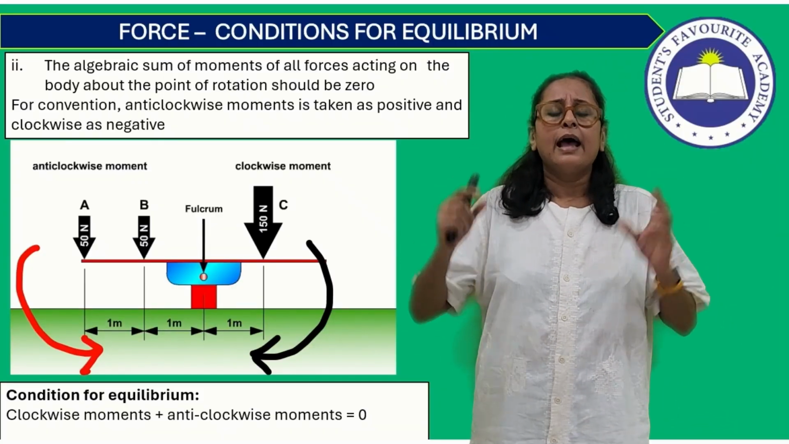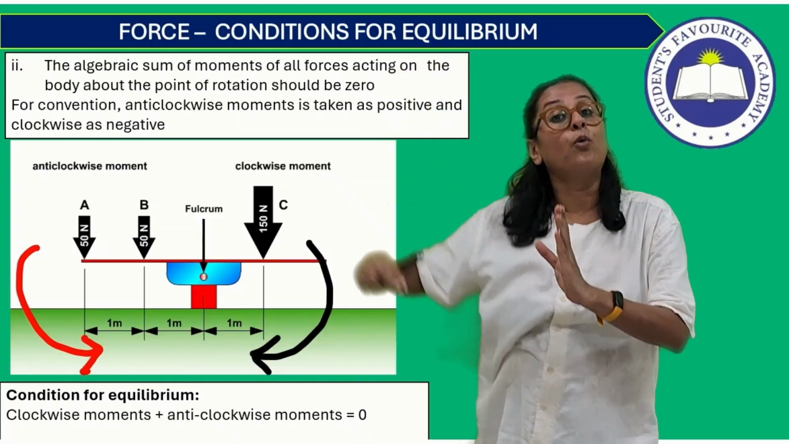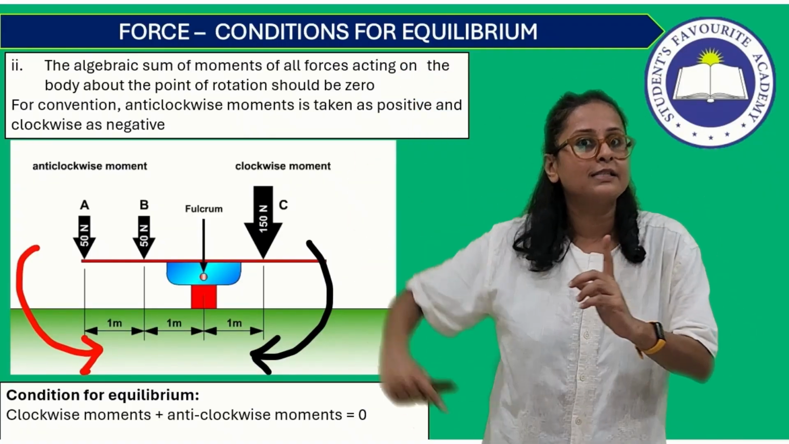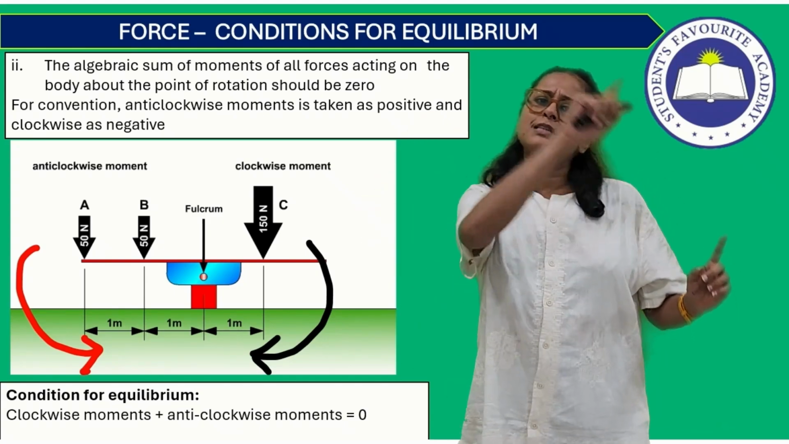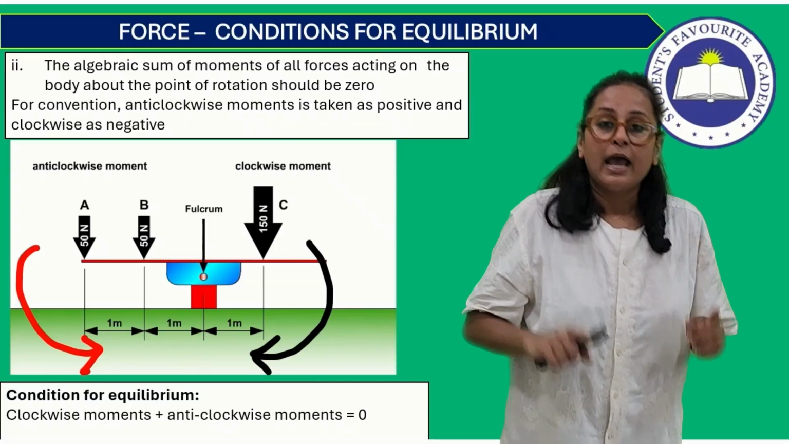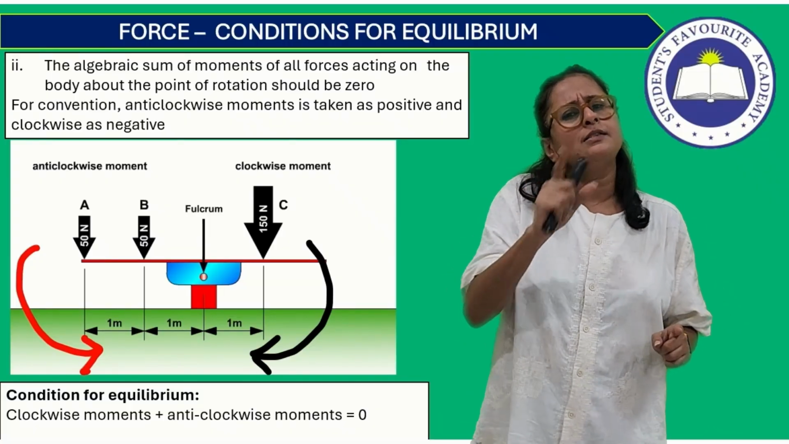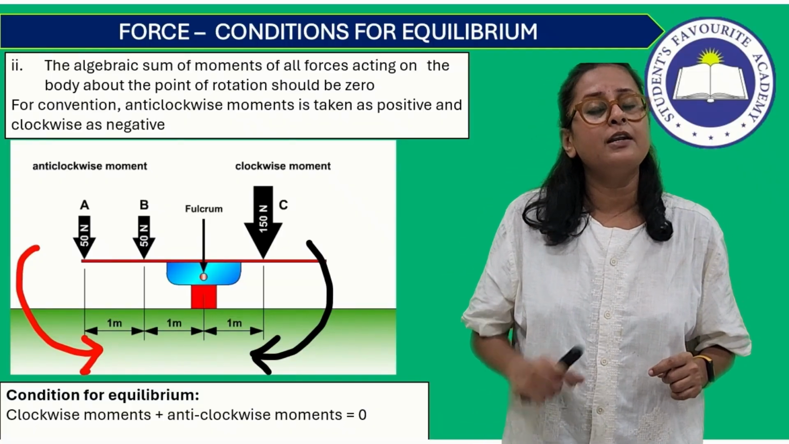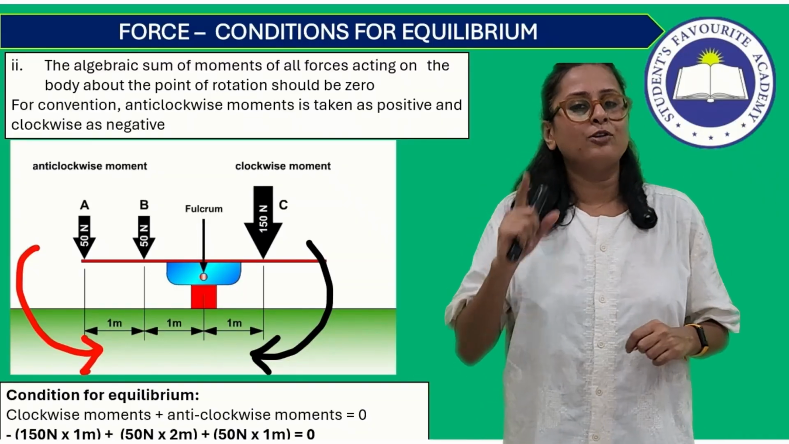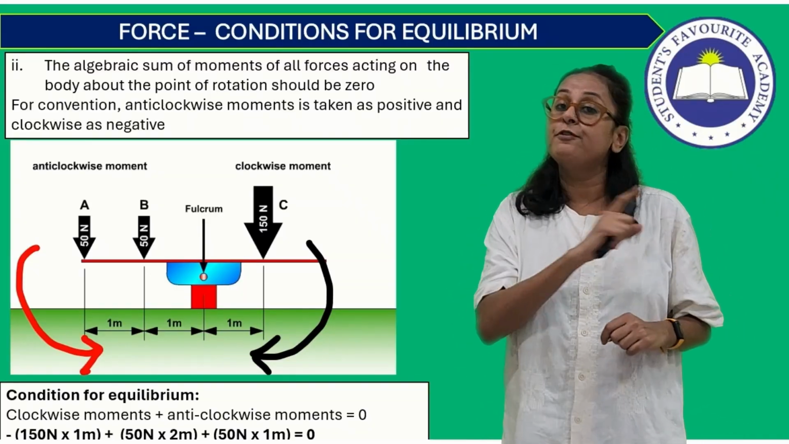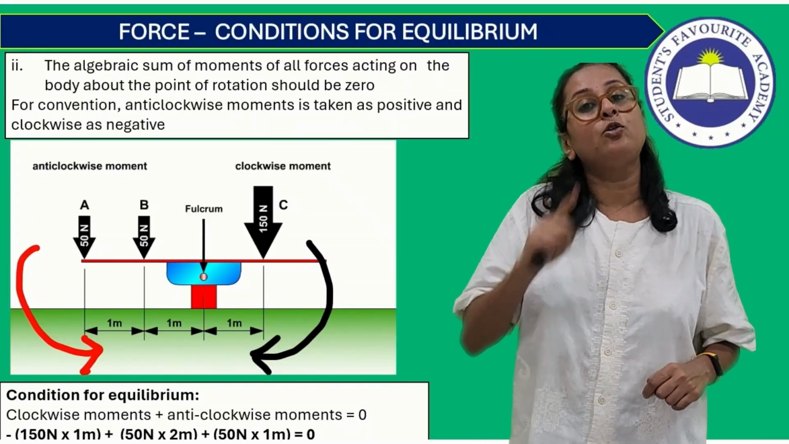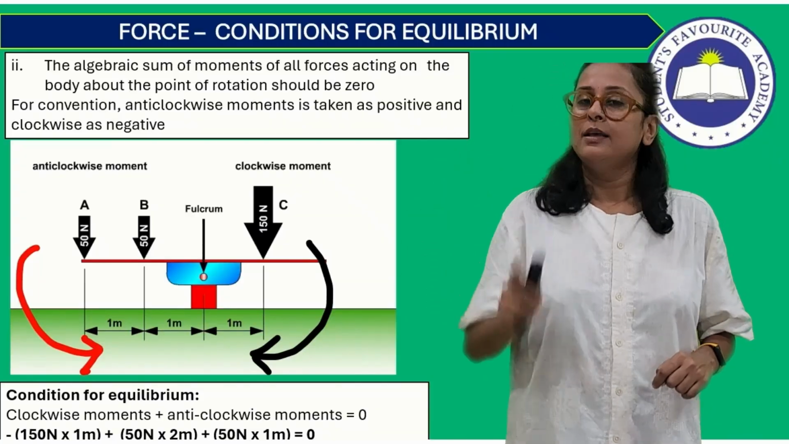Always remember that we are trying to go towards the pivot. So this 150 Newton weight is going to go towards the pivot. When it goes towards the pivot, what is the type of motion that it's going to cause? Clockwise motion. And that is going to be negative. What is the distance of this 150 Newton from the pivot? The distance is 1 meter. So what is going to be the moment about this pivot which is caused by the 150 Newton weight? Yes, it is going to be minus 150 into 1 Newton meter, isn't it?